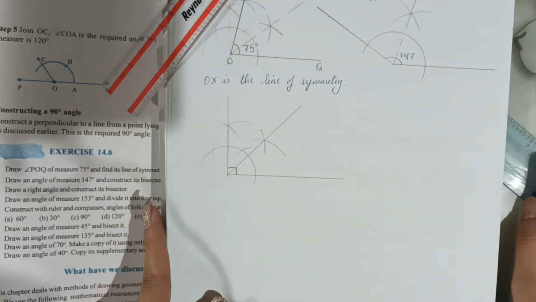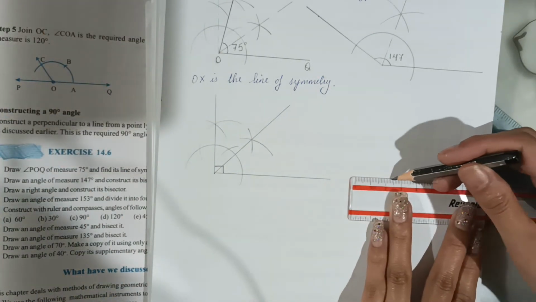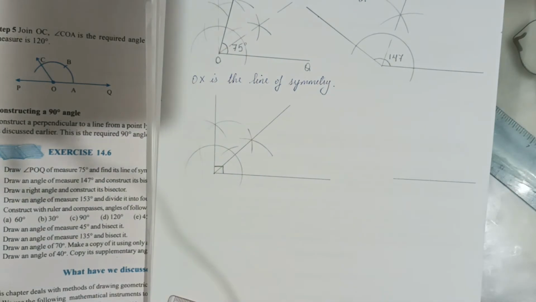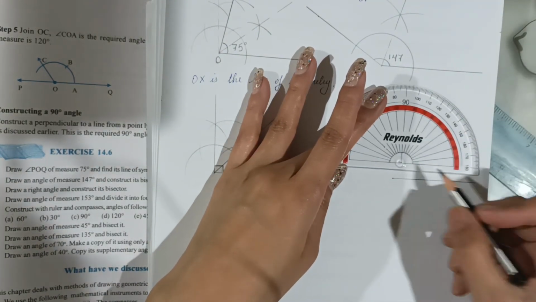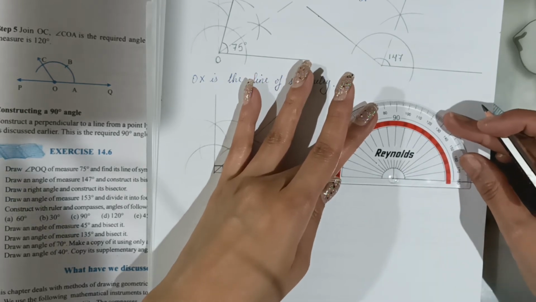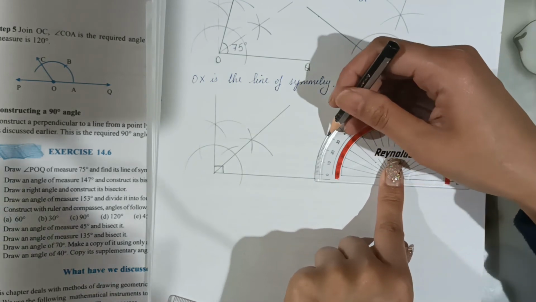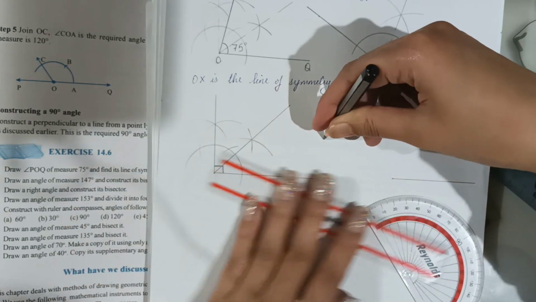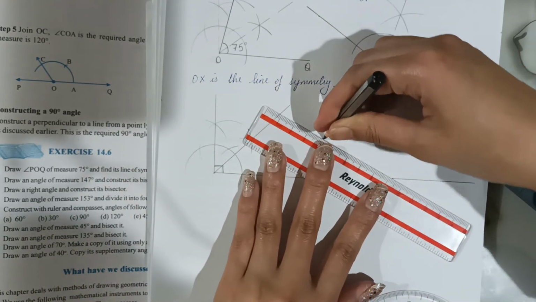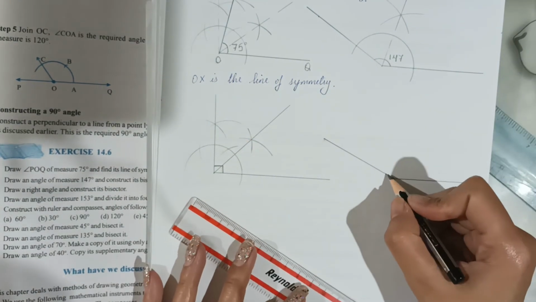Let's see, number 4. Draw an angle of measure 153. Let us draw with our protractor again, 153. The end point and the center of the protractor must coincide. 90, 150 is here, 153 is over here. Mark a point. Now you join the 2 points, so you get 153.